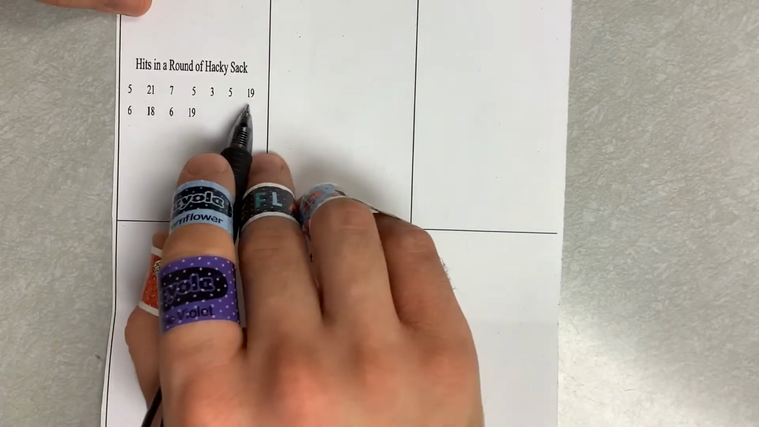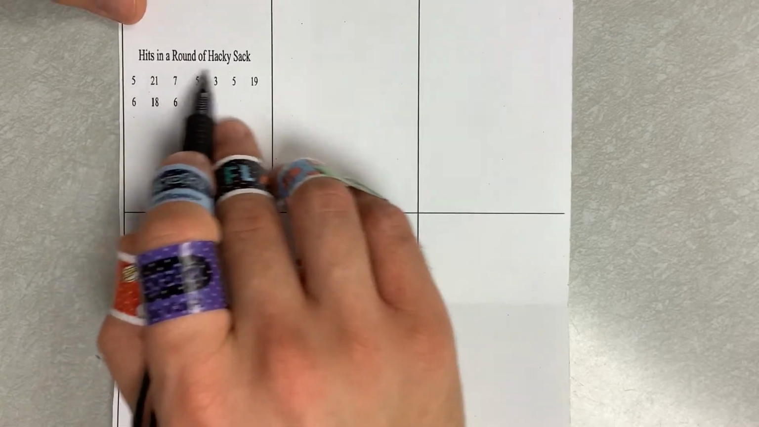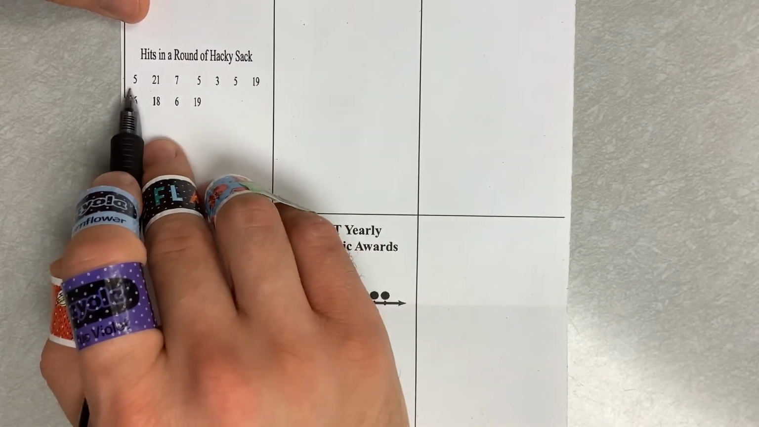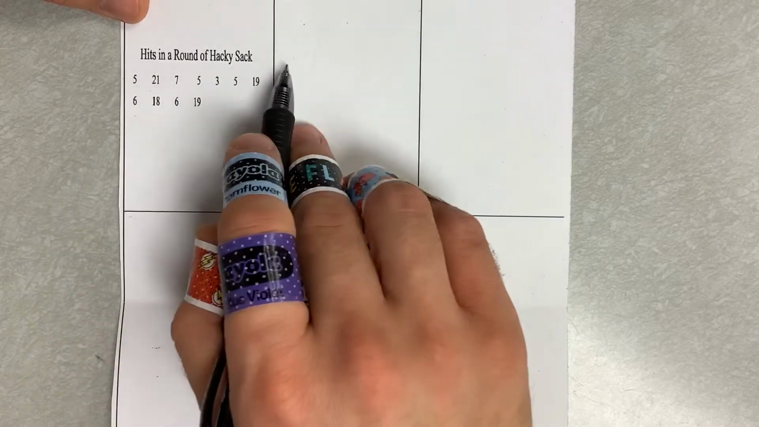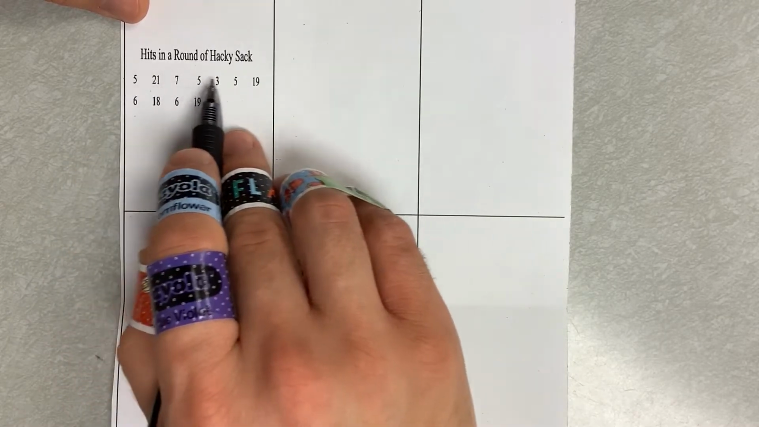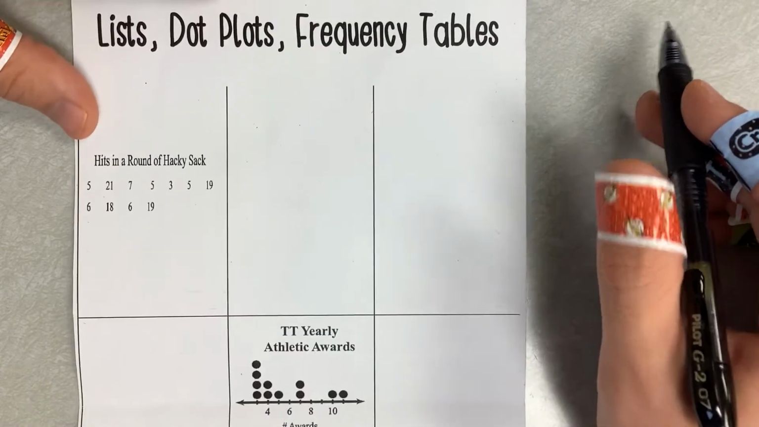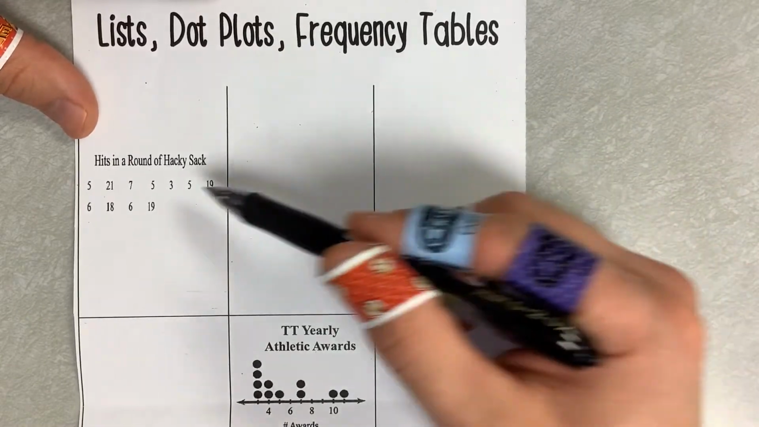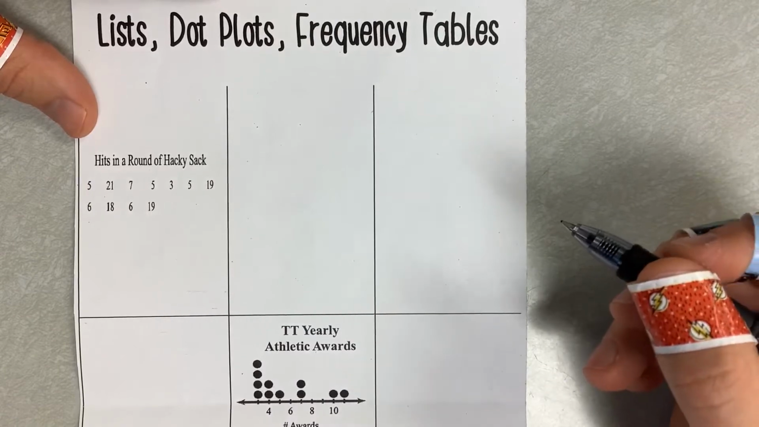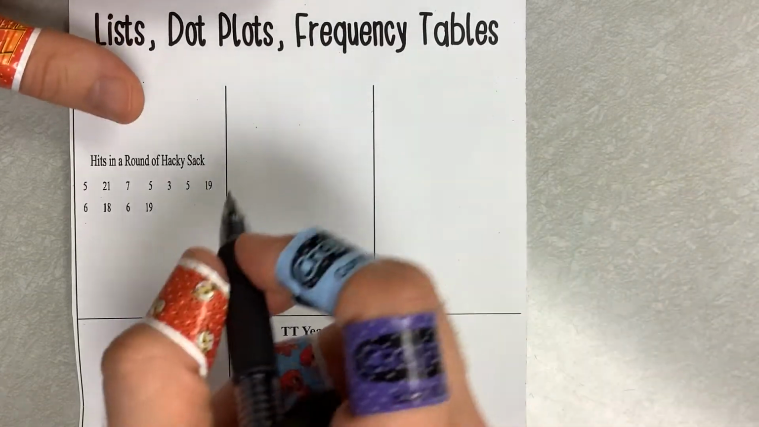Lists. Here's a list of data. I got hits in a round of hacky sack, and this is how many hits happen. 5 hits, 21 hits. I can go through them all. I'm not going to bore you, but it's all the rounds and how many hits were in each round. Okay? I am now going to have to make a dot plot to represent that information. So let's just jump right into that.